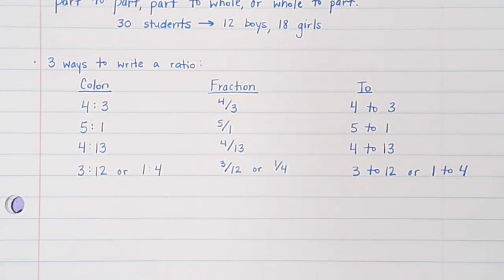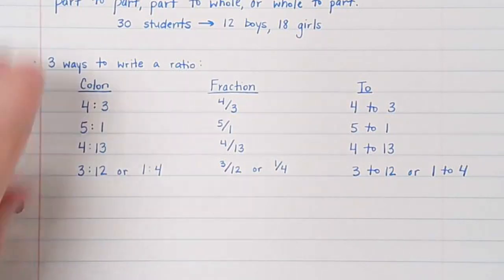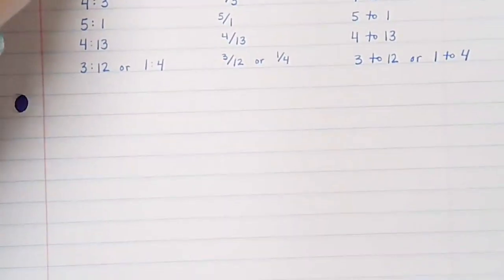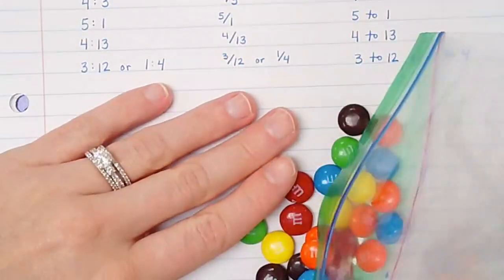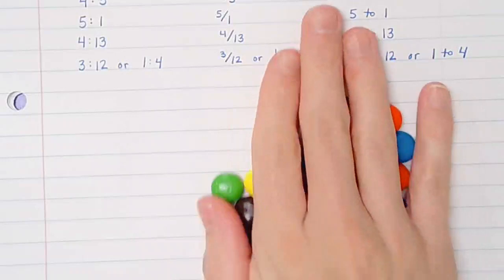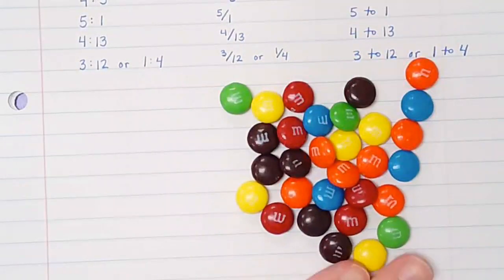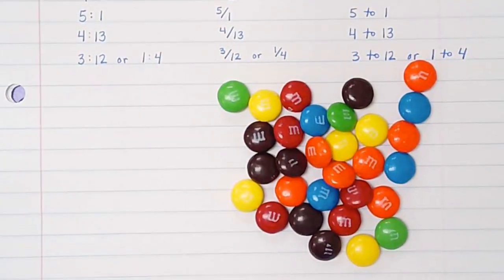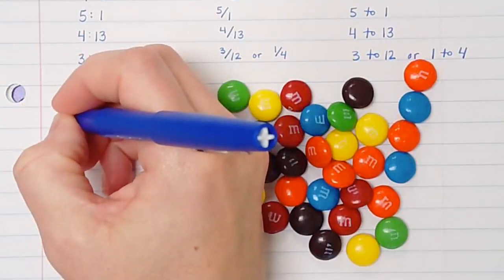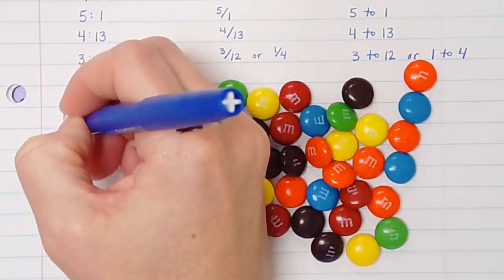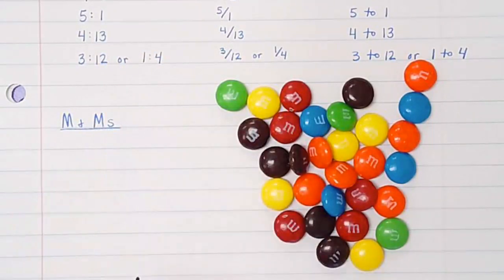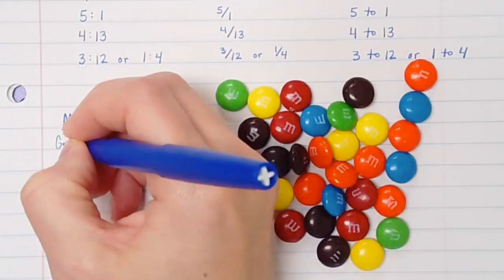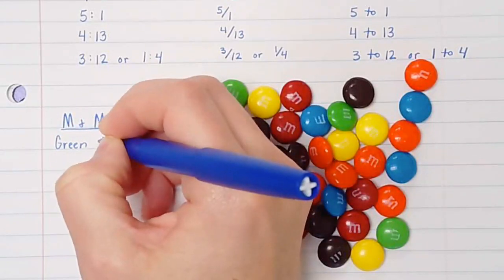All right, so that's pretty much all of our notes. I'm just going to do a little activity real quick so that you can understand ratios more. I've got a bag of M&Ms, just a random bag. I didn't count anything out. So here are my M&Ms. If I wanted to do a ratio of green to orange.